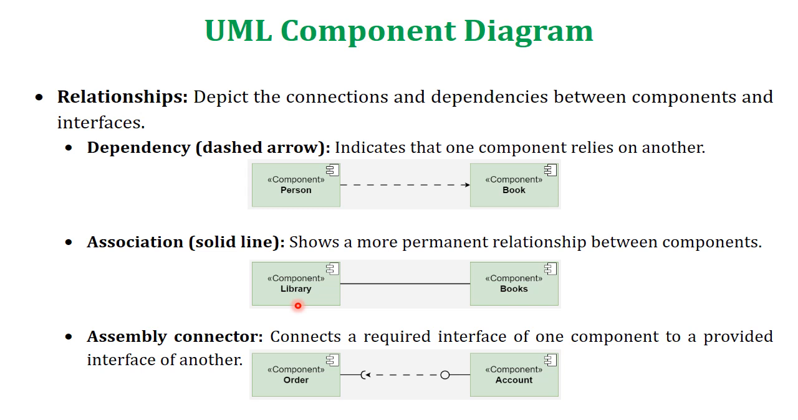And next one is the assembly connector. It connects the required interface of one component to the provided interface of another. So the order is one component and the account is another component. We make the relationship using the assembly connector.